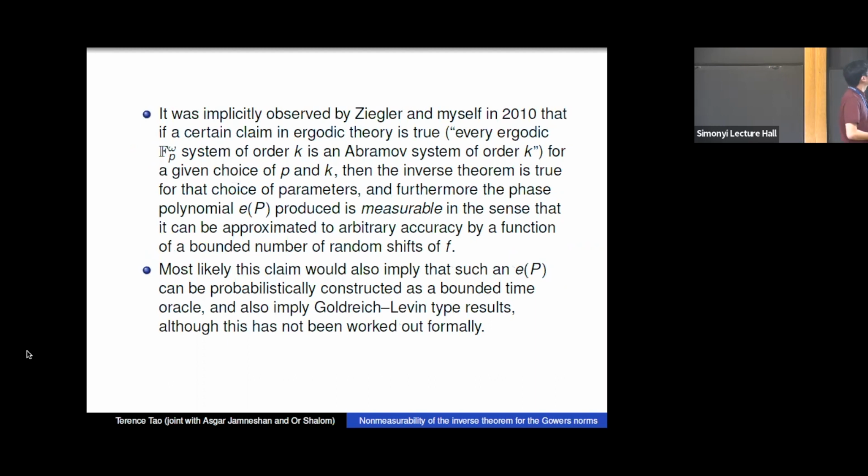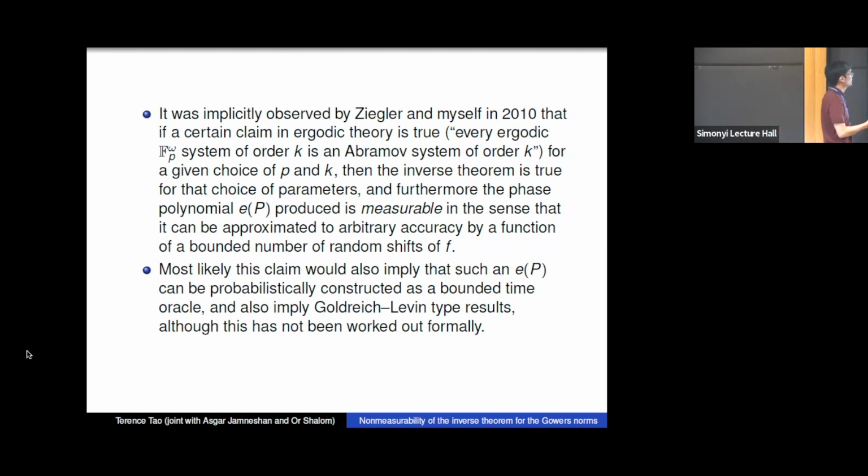Now, it's buried in a paper of Tammy and myself that there's a certain ergodic theory claim, which, as I said, I want to minimize the role of ergodic theory, so I'll just say some meaningless words. Every ergodic F_p^omega system of order K is an Abramov system of order K. So there's some statement in ergodic theory which, if it were true, would imply not just the inverse theorem, and it also implies that the polynomial that correlates to the function is measurable in the technical sense that I alluded to before. So there's an ergodic statement that gives you this measurability, and it would probably give you a Gowers-Levin type result as well. I haven't fully checked whether that's the case.